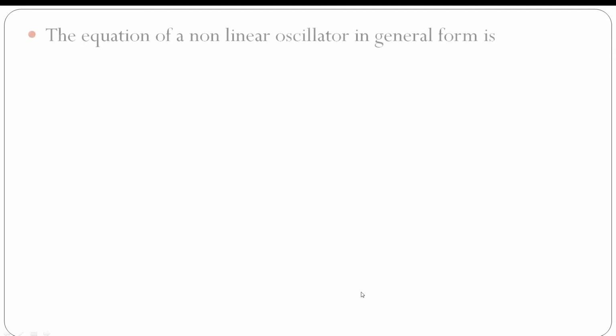Now let us look at the equation of a nonlinear oscillator in general form. We know it is x double dot plus some f of x equal to 0. f of x will be a nonlinear function of x. If f of x is linear, we can say that this is a linear oscillator. If f of x is a nonlinear function of x, then it is a nonlinear oscillator.